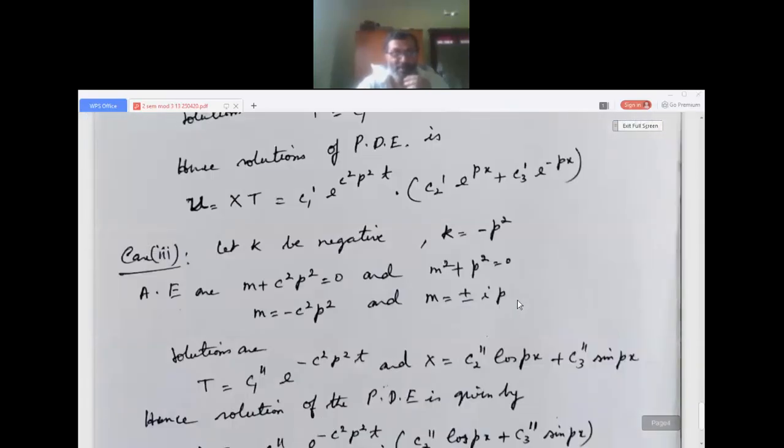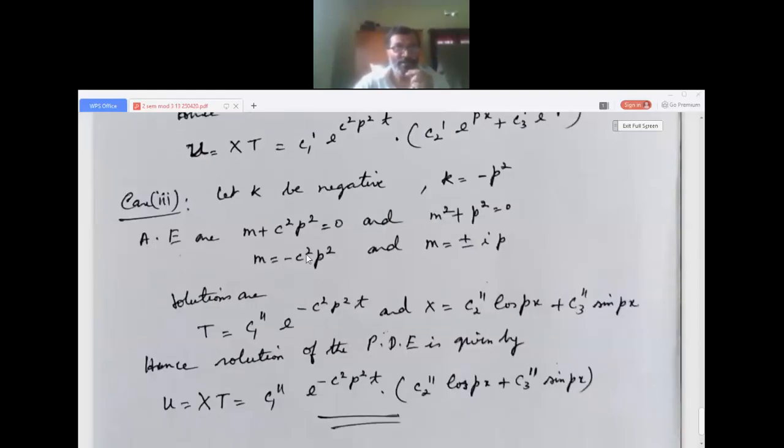So replace D by m. The auxiliary equation will be m plus c squared p squared equals 0. The other equation will be D squared plus p squared equals 0, so replacing D by m, m squared plus p squared equals 0. This can be written as m equals minus c squared p squared. Taking p squared to the other side, the square root of minus p squared. Square root of minus 1 is i, a complex number, you know that. So m equals plus or minus ip.